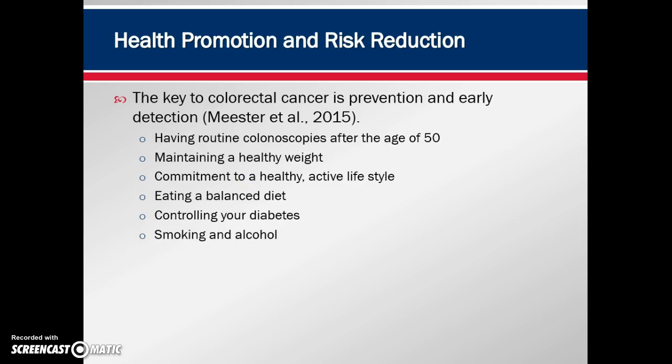The key to colorectal cancer is prevention and early detection. Early detection is the key to success. By having routine colonoscopies after the age of 50, it will prevent disease progression and improve outcomes. Maintaining a healthy weight has also been proven to help provide a healthy lifestyle and decrease occurrence of colorectal cancer. Commitment to an active life that is healthy by regularly exercising can also help people decrease obesity and therefore offset the chances of colorectal cancer.